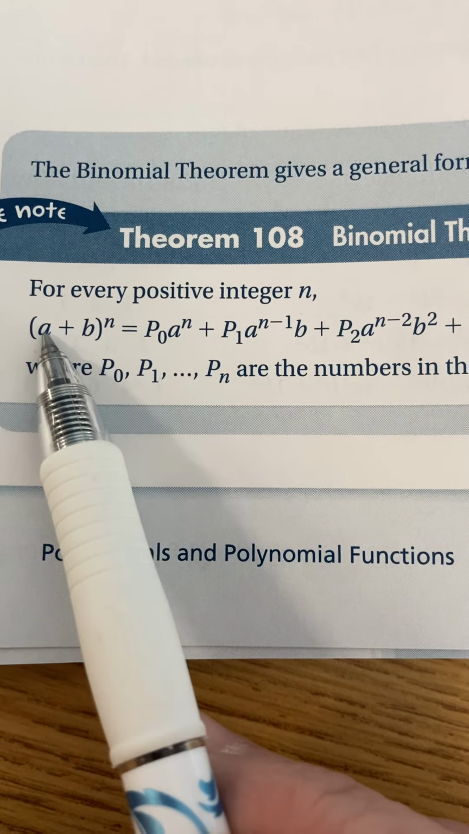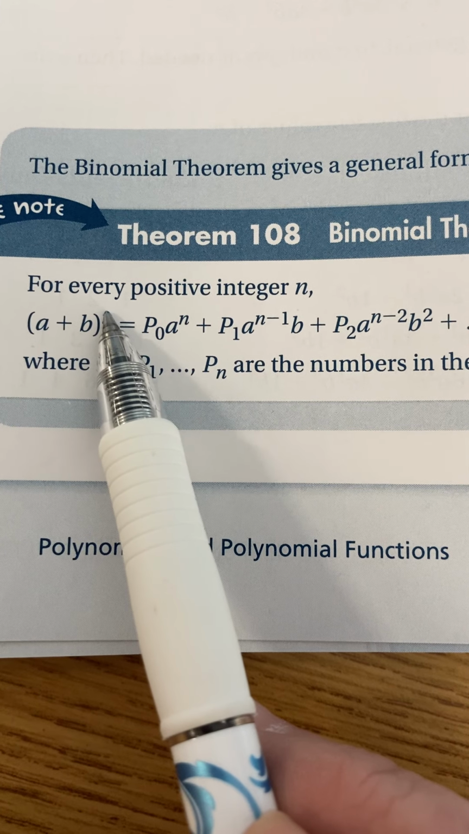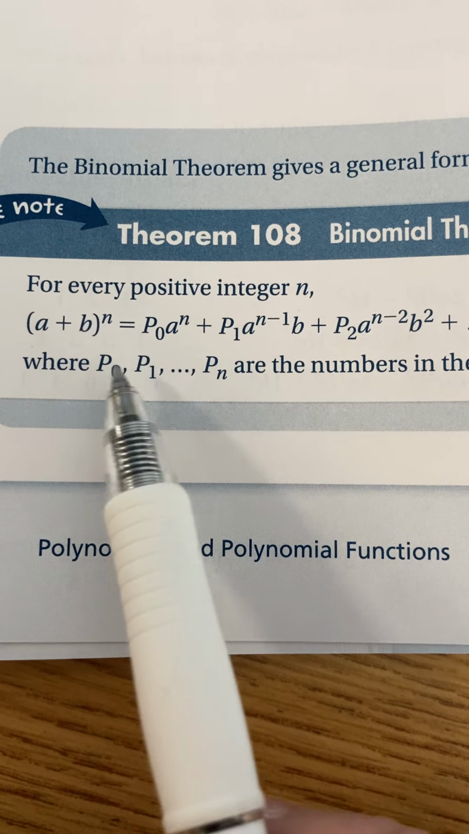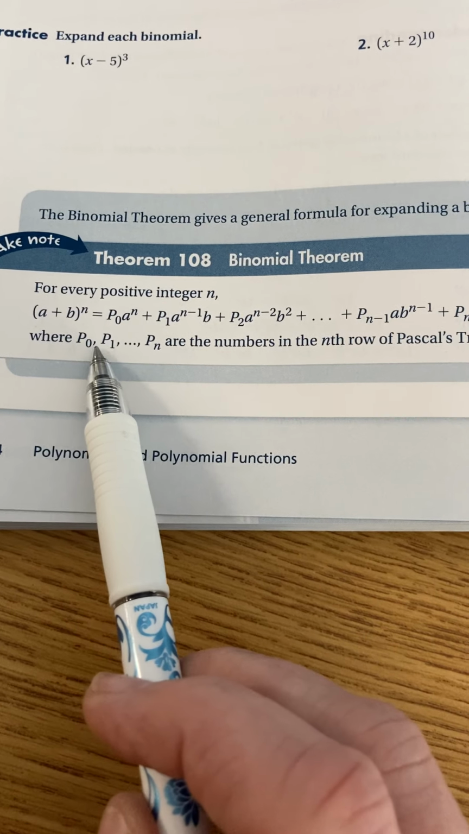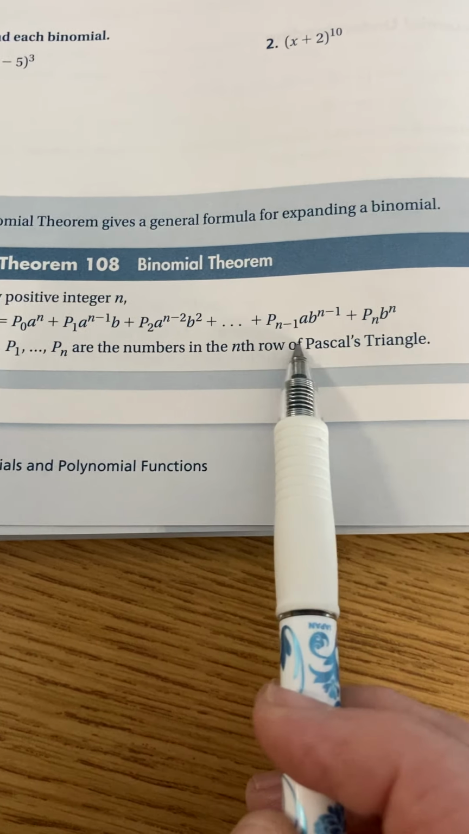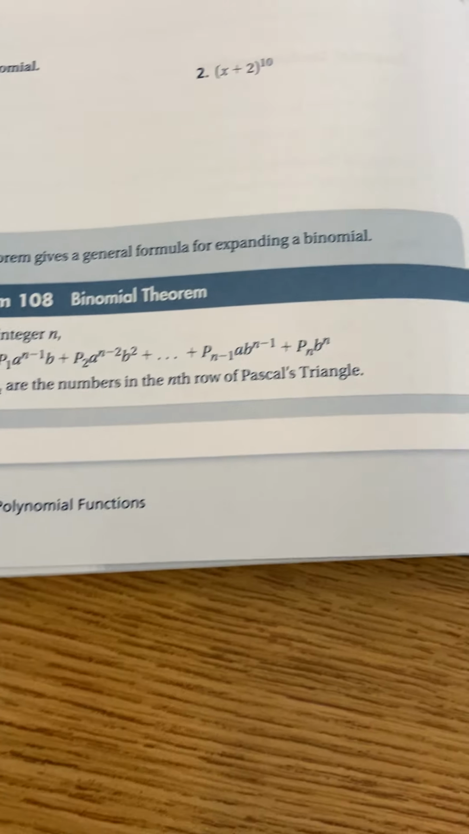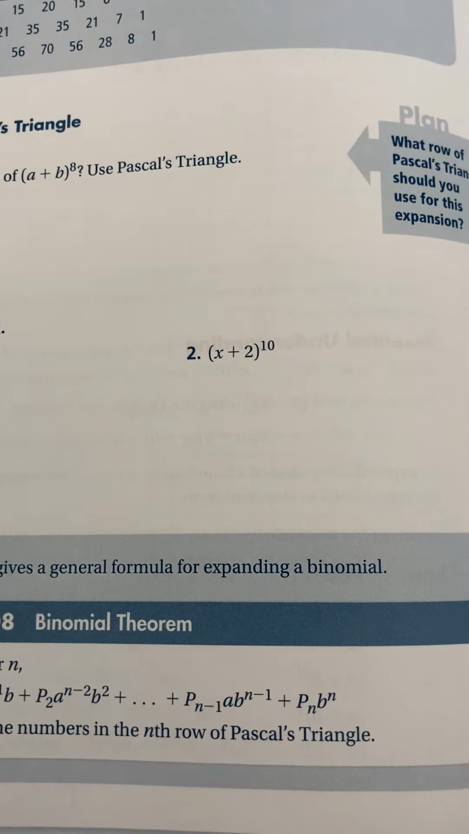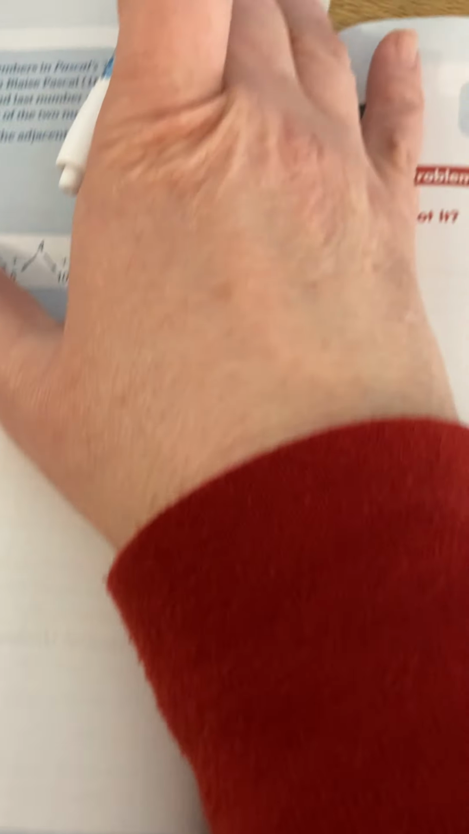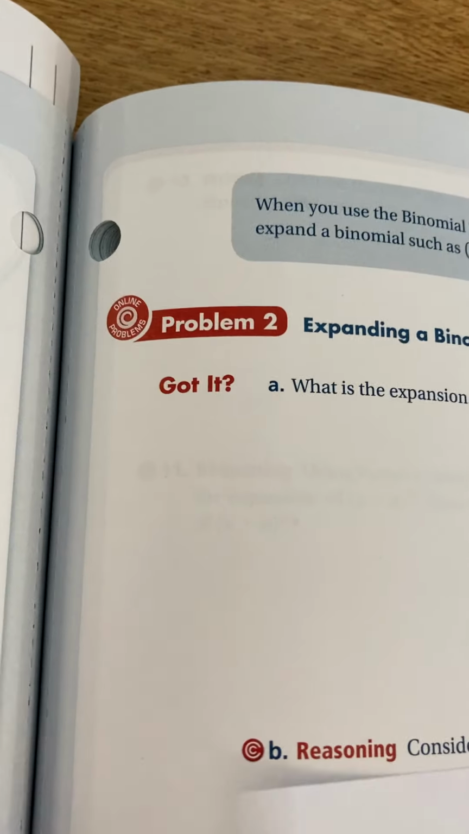So your A's are decreasing, starting with your exponent. Your B's are increasing, starting at 0 and working up. And then it just tells you right here, your P to 0, whatever, are the numbers that are in the nth row of Pascal's triangle. So a little bit confusing, but we are going to go through and try to explain everything for you here.